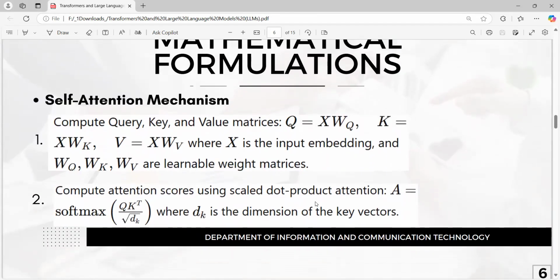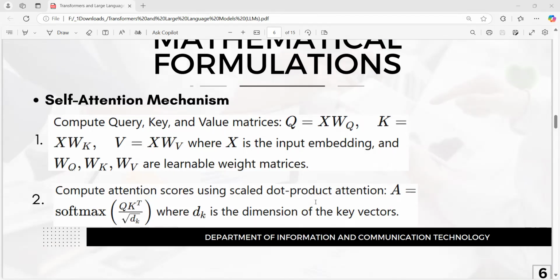Self attention is one of the main mechanisms which, with given input tokens, computes attention scores as shown on screen. One thing we usually consider is computing the query, key, and value matrices. The formula is as shown, but we need to take into consideration that X is the input embedding, and WQ, WK, and WV are the learnable weight matrices, so they can be varied.